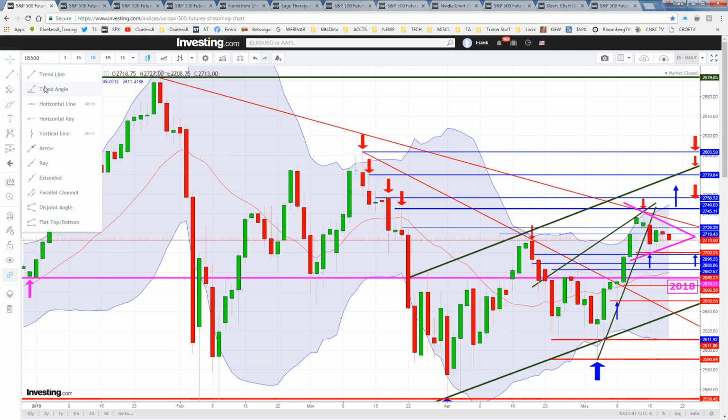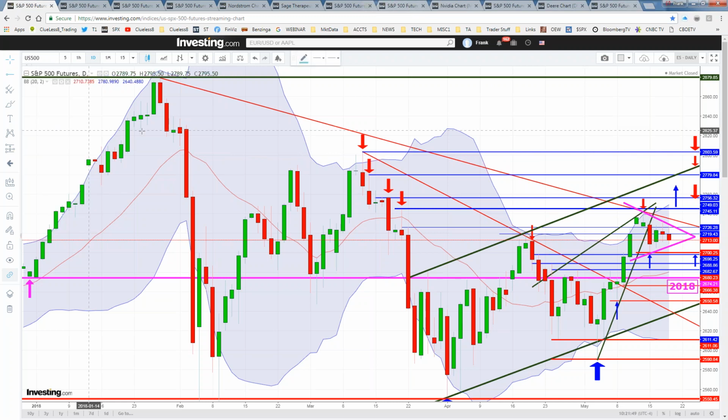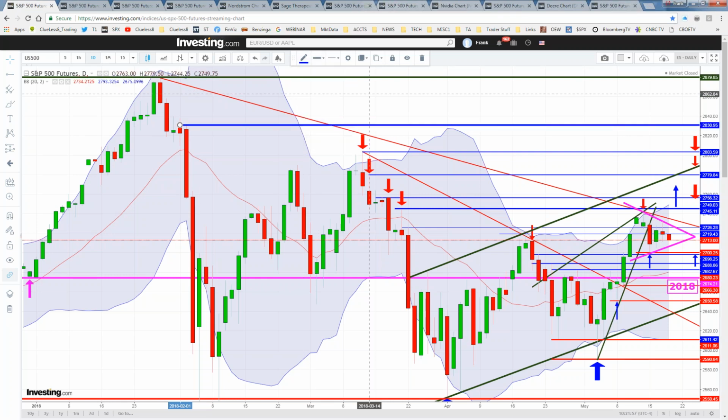So what we're looking at right here is, let me just draw this line here. Very important. I don't know why I didn't have that before. There you go. The big daddy of lines where the big breakdown started. Okay, so this is the S&P 500 futures.